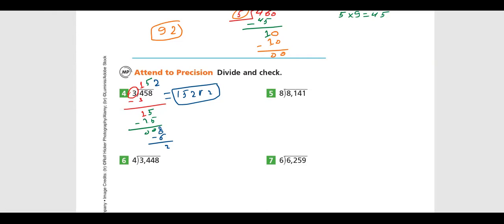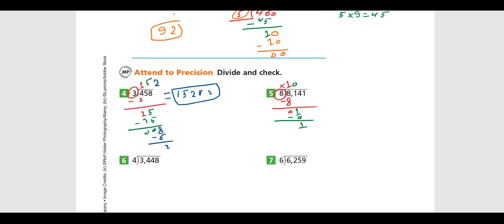Divide 8,141 by 8. So how many 8 in 8? This is the divisor. It's 1. 1 times 8 is 8. Subtract, it will be 0. Copy down 1. How many 8 in 1? It's 0. 0 times 8 is 0. Subtract, it will be 1.